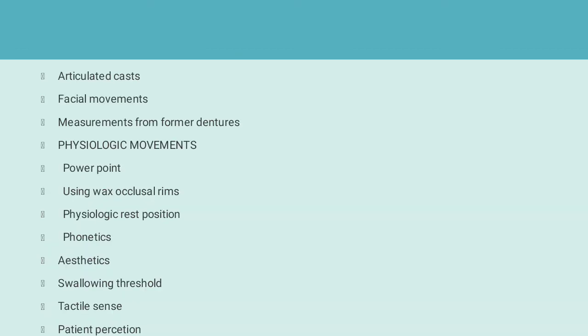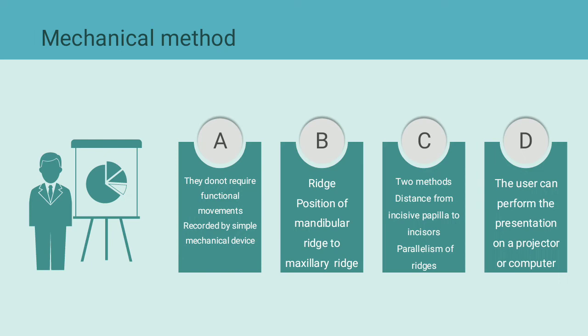The next one is articulated cast, facial movements from former denture. Then there are the physiological methods. The first one is power point, using a wax occlusal rim, physiological rest position, phonetics, aesthetics, swallowing threshold, tactile sense, patient perception. Let's go one by one. First, we go into the mechanical method.